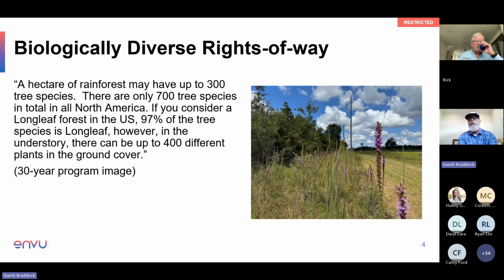If you consider a longleaf forest, which is one of the primary cover types where I am in Louisiana, 97% of that tree species is longleaf. However, in the understory, there can be up to 400 different plants in the ground cover, which is what Rick is going to talk about in great detail. So I'll turn it over to you now, Rick.